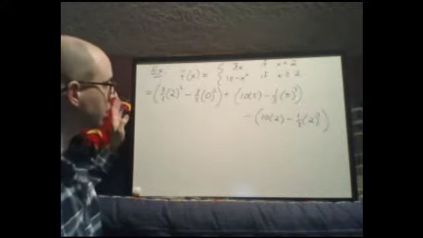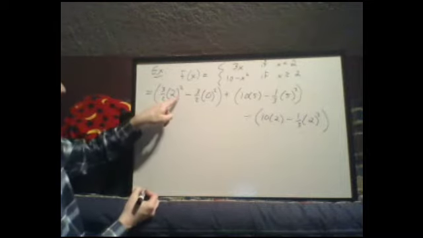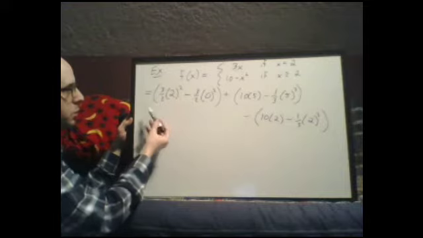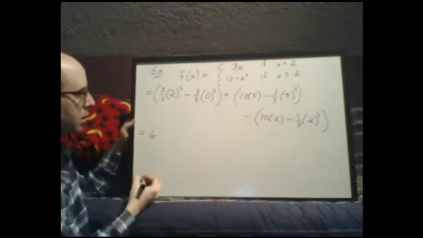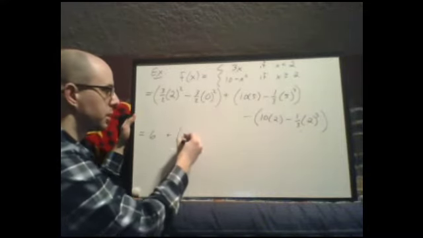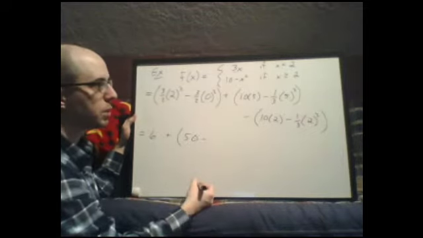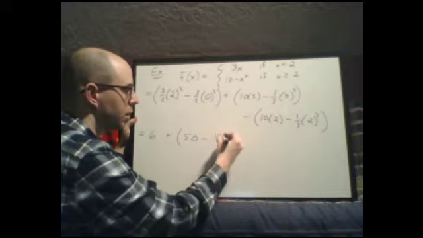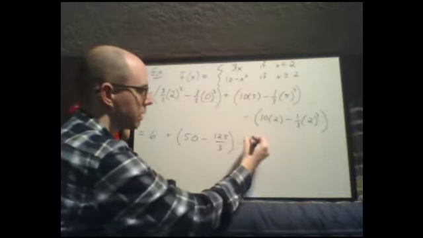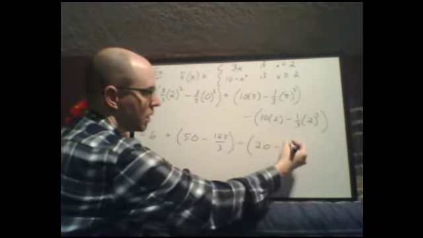All right, so now simplifying. 0 squared is 0, so that disappears. But we'll have 4 times 3 over 2. 4 divided by 2 is 2, so this will give me 6. Minus 0 plus, let's simplify these. 10 times 5 is 50. 5 cubed is 125. So 125 over 3. Minus, this will be 20 minus 8 over 3.